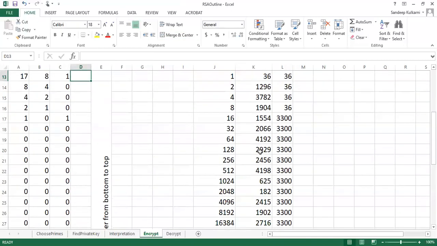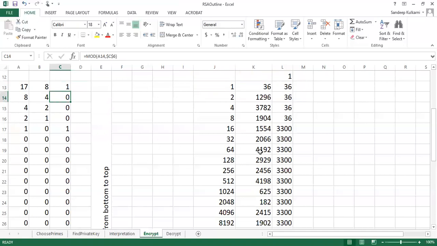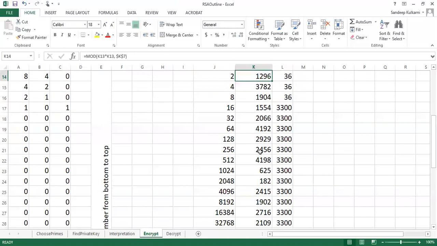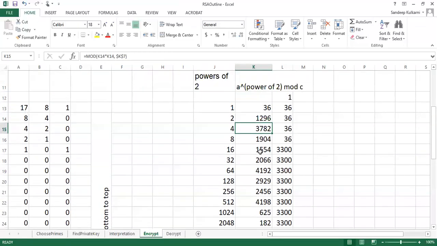This bit in the cell C14 is 0, so I don't need to take the second power. I don't take 36 to the power 4. I take 36 to the power 16 because 16 is needed when I do the binary split of 17. I needed to write 17 as 16 plus 1. I didn't use 8, 4, or 2, so I don't count those, but I will have to count 16 and 1.